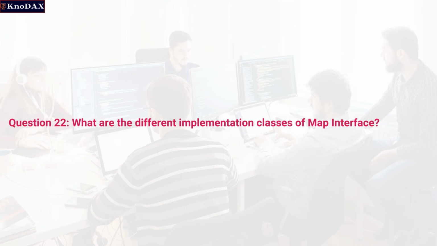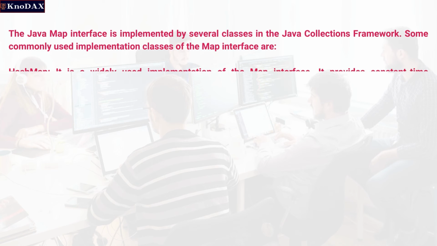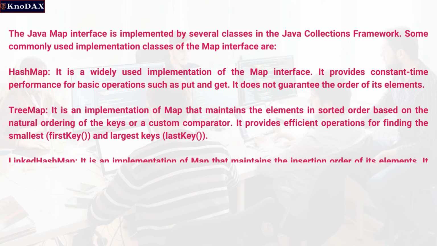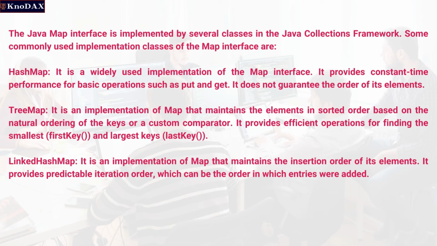What are the different implementation classes of the Map interface? The Java Map interface is implemented by several classes in the Java Collections framework. Some commonly used implementation classes of the Map interface are HashMap. It is a widely used implementation of the Map interface. It provides constant time performance for basic operations such as put and get. It does not guarantee the order of its elements.